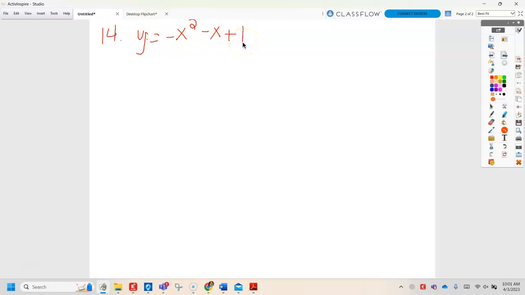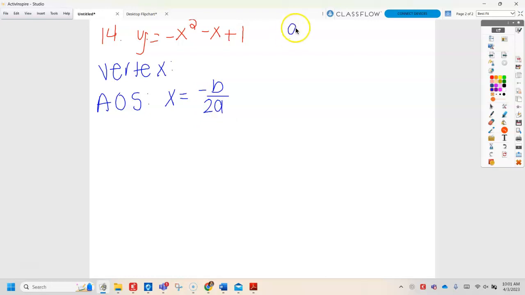So that's in standard form. So if it's in standard form, I need to identify my vertex. To get the vertex, I need to get the AOS. The AOS is equal to x equals negative b divided by 2a. In this case, my a is -1, my b is -1, and my c is +1.